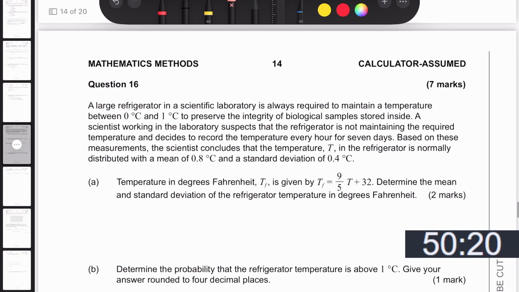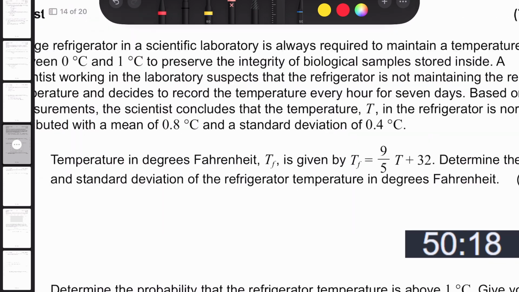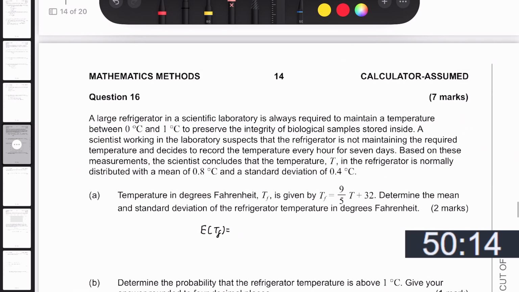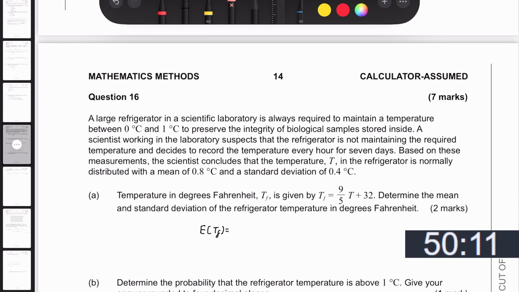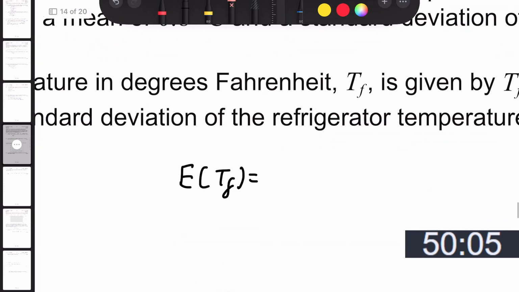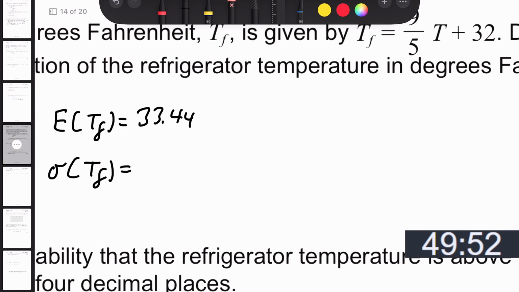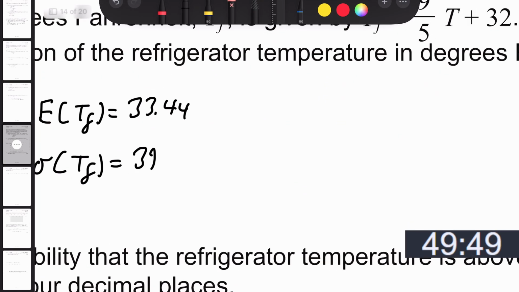So then the expected value of T in Fahrenheit is equal to 0.8 times 9 divided by 5 plus 32, which is 33.44. And then the standard deviation of the temperature in Fahrenheit is 0.4 times 9 divided by 5 plus 32, which is 32.72.